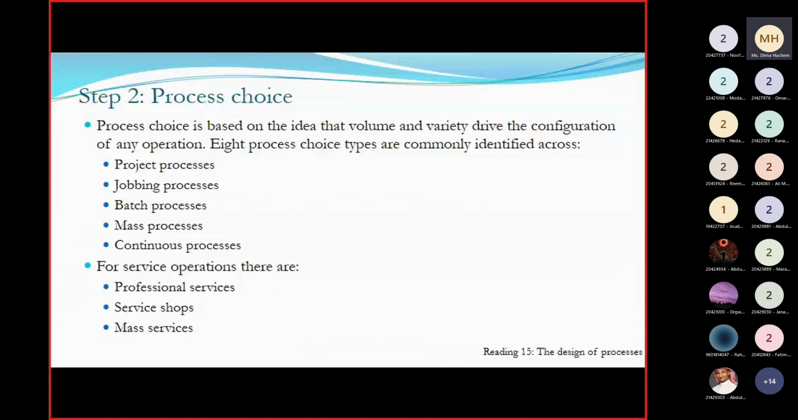Okay, so now in step 2, you have to choose the type of process that you are going to use. Your process could be a project, or jobbing process, or batch process, or mass or continuous process. We will go through these and I will explain them one by one.